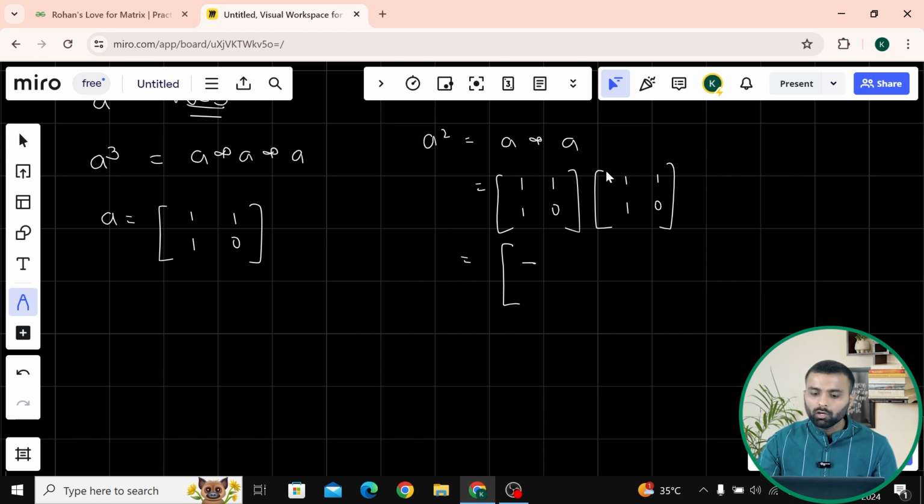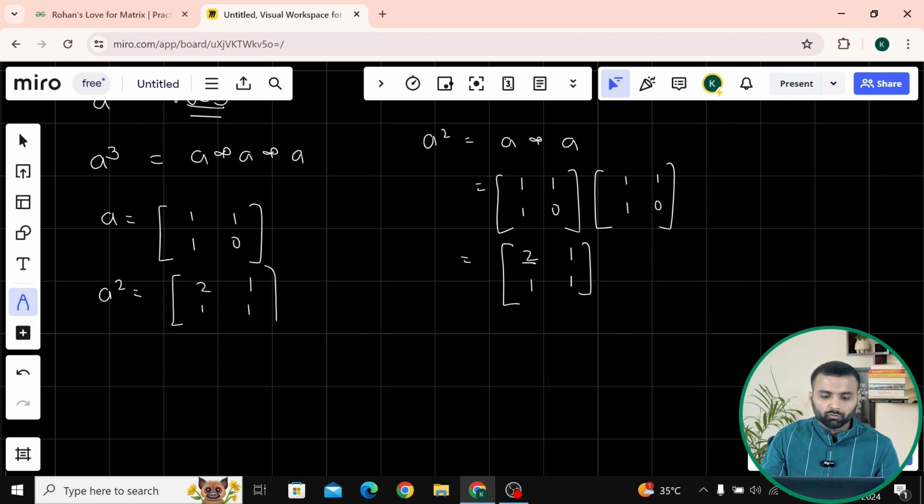So 1 into 1 plus 1 into 1, which is 2. For this case, 1 into 1 and 1 into 0, which is 1. 1 into 1 and 0 into 1, which is 1. And in this case also we have 1. It means that my A to the power 2 is 2 1 1 1, right?